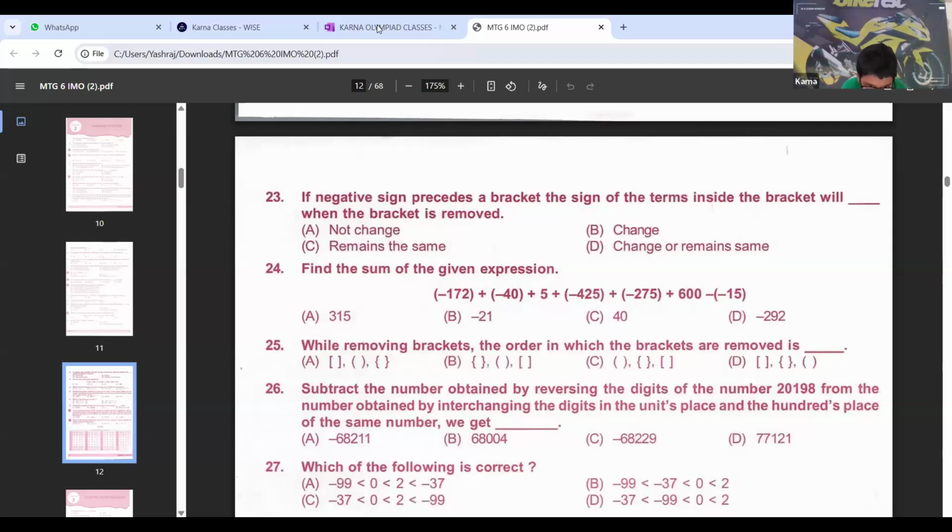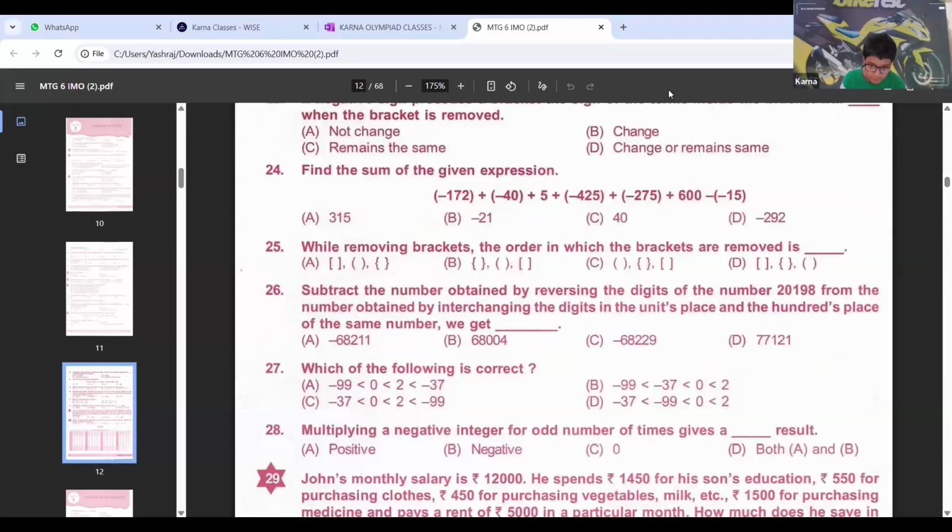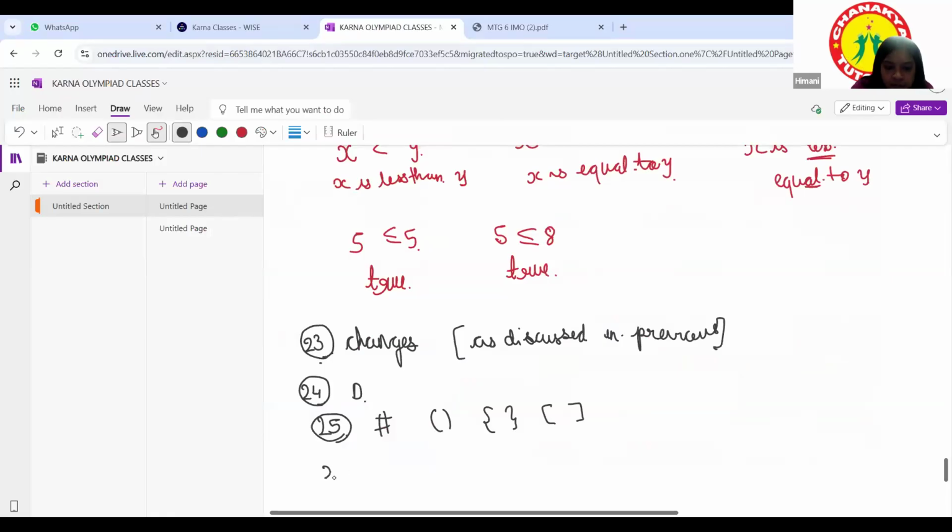26th one. Subtract the number obtained by reversing the digits of the number 20198 from the number obtained by interchanging the digits in the units place and the hundreds place of the same number. See what they are trying to say. Subtract the number obtained by reversing the digits of the number 20198. So first let's write the reversed number.